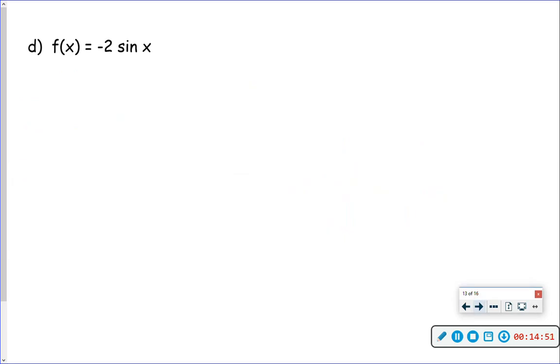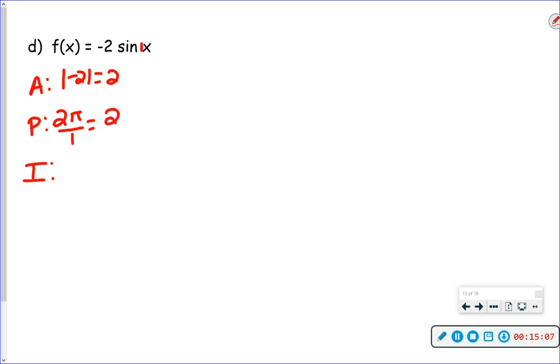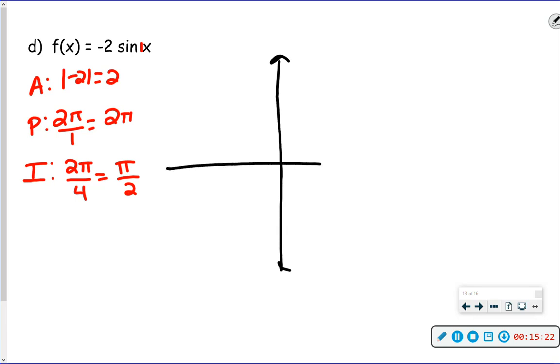So sine curve, but everything starts the same. Amplitude, period, increments. Amplitude, of course, absolute value of A. So this is going to be the same height as the last graph. Period, 2 pi over B. And increments, of course, 2 pi over 4. So no horizontal shrink. It's going to look like that original sine curve. I'm just going to stretch the height of it to 2. I'm going to try to. No promises on how accurate we can make it. But we're going to try.